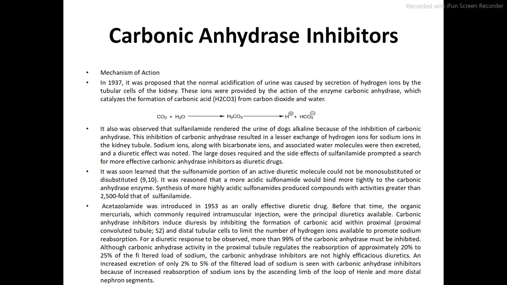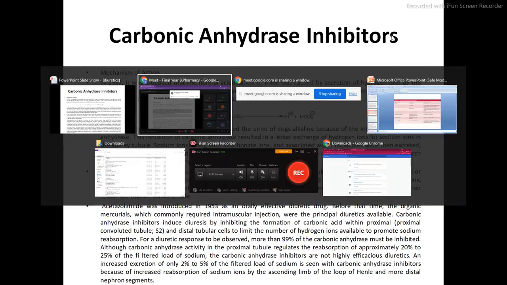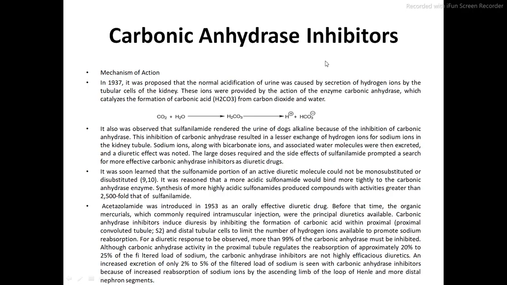It also was observed that sulfanilamide rendered the urine of dog alkaline. Sulfanilamide rendered the urine of dog alkaline because of the inhibition of the carbonic anhydrase. So they made some experiments, and in that study, they found that the dog urine became alkaline by the inhibition of the enzyme carbonic anhydrase.